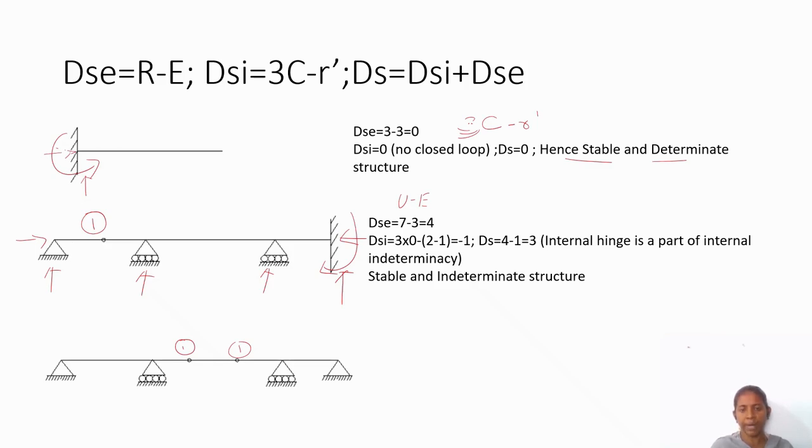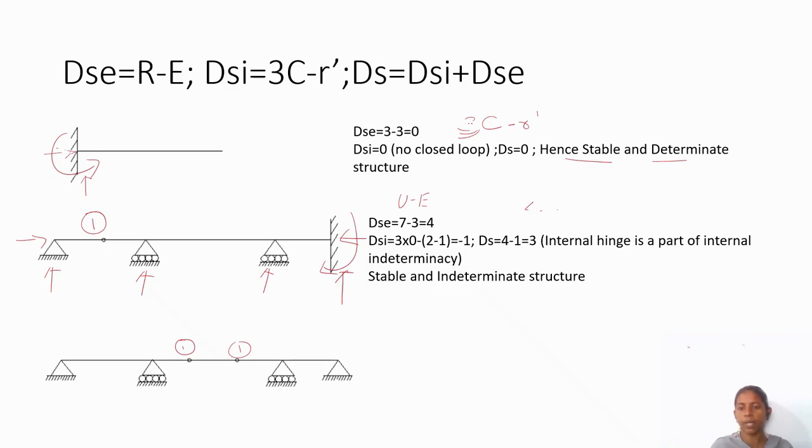So 3 into 0 minus the releases. How many number of releases? Only one release is possible, so it is minus 1. Static external plus internal indeterminacy equal to 4 minus 1 equal to 3.